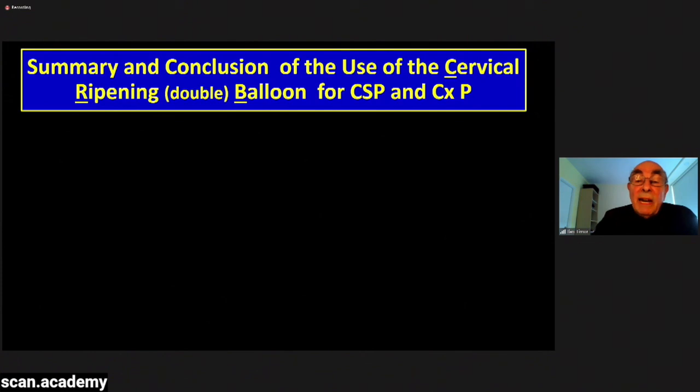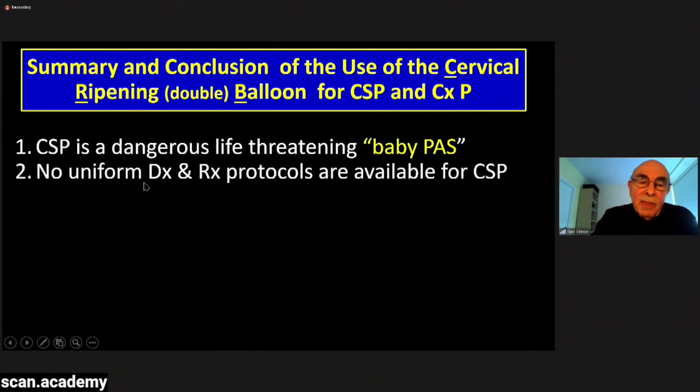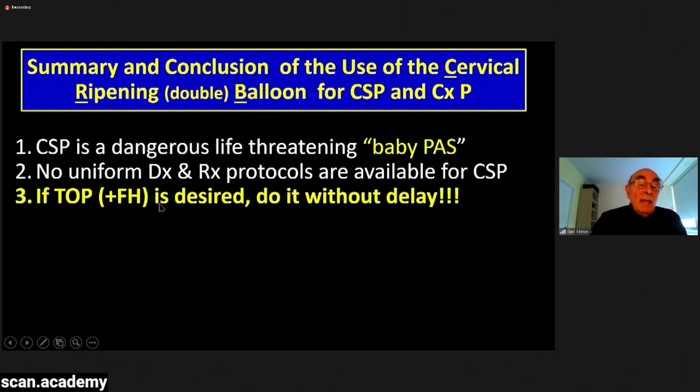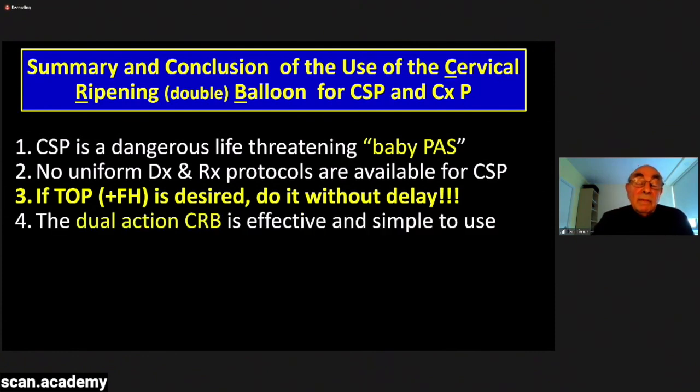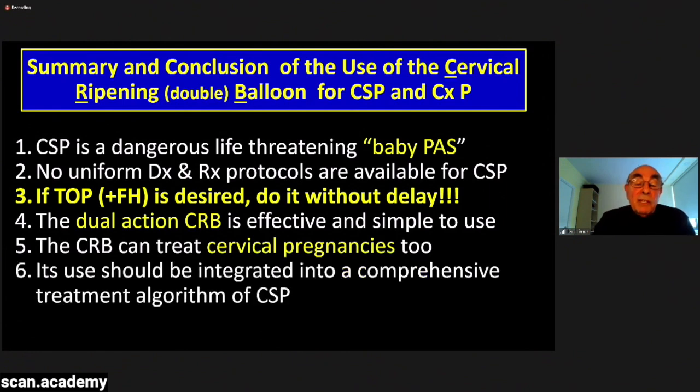So, summary of my lecture. 1, CSP is a dangerous, life-threatening, potential placenta accreta. 2, no uniform diagnosis and treatment protocols are available. If termination of the pregnancy with a positive heartbeat is desired, do it without delay. The dual action of the cesarean scar pregnancy balloon is effective and simple to use. It can also treat cervical pregnancies. Its use could be, or should be, I don't know, integrated into a comprehensive treatment algorithm as one of the possibilities.